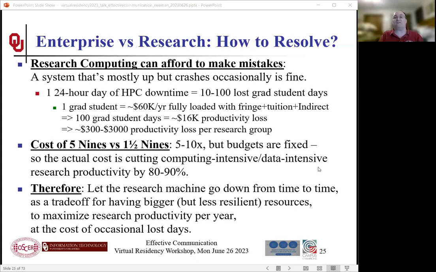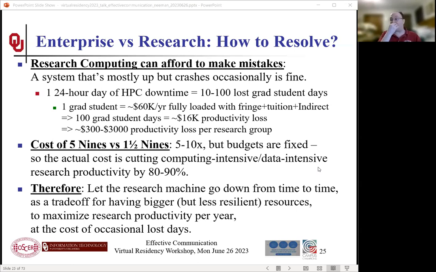By the way, even that's an exaggeration because it's not like grad students, the only thing they do is sit around waiting for their jobs to run, right? They're writing papers, they're taking courses, et cetera, et cetera. But in the worst case, 16K of lost productivity. And typically those 10 to 100 grad students are from 5 to 50 different research teams. So per research team, you're losing from 3 figures to low to mid 4 figures per research group for a full 24-hour day of downtime.